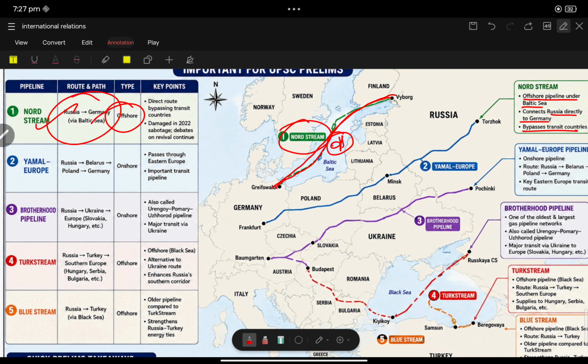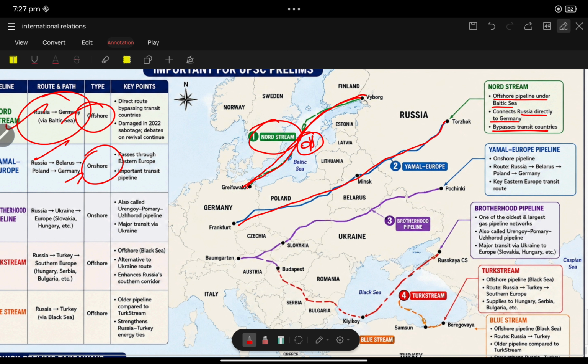Next, the Yamal pipeline. Again it is Russia to Germany, but it is onshore. It passes through Russia, Belarus, Poland, Germany. This is Yamal, an onshore pipeline: Russia, Belarus, Poland, Germany. This also supplies gas to Eastern Europe.